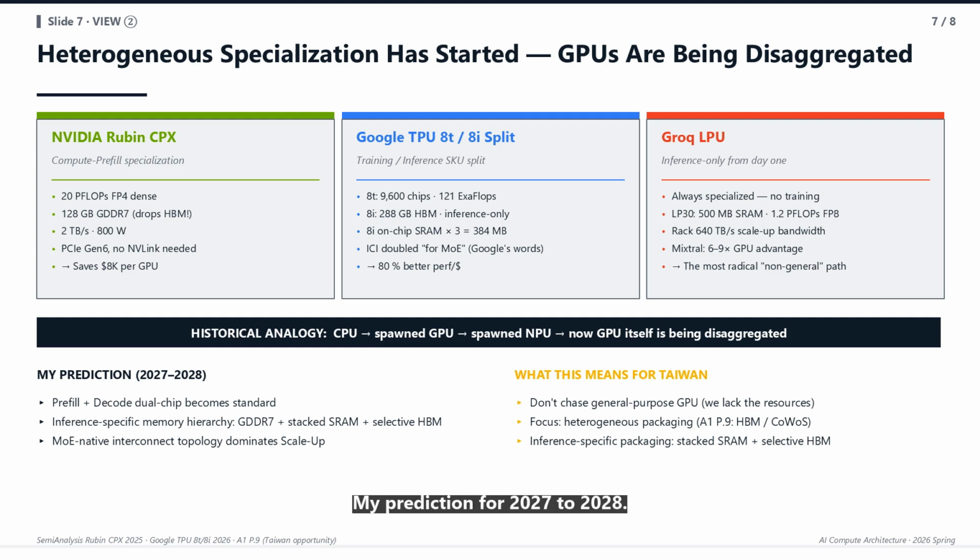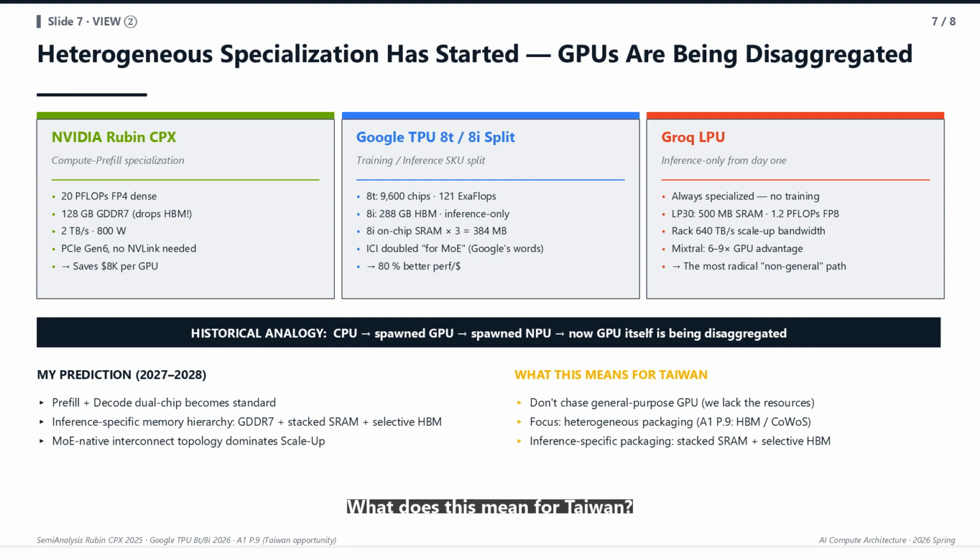My prediction for 2027 to 2028. First, Prefill plus Decode dual-chip configurations become a standard. Second, an inference-specific memory hierarchy emerges: GDDR7 plus stacked SRAM plus selective HBM. Third, MoE-native interconnect topologies become mainstream.